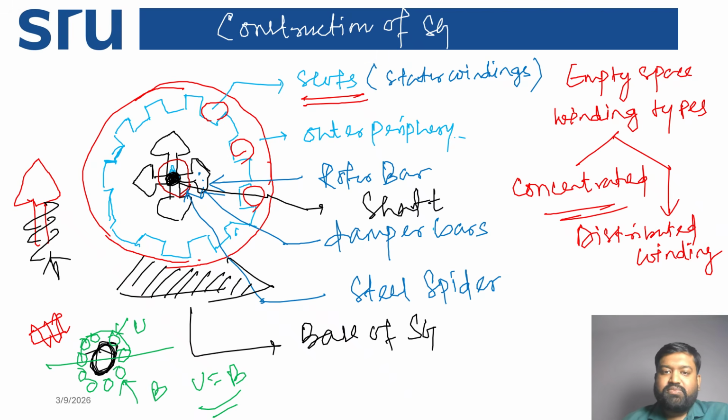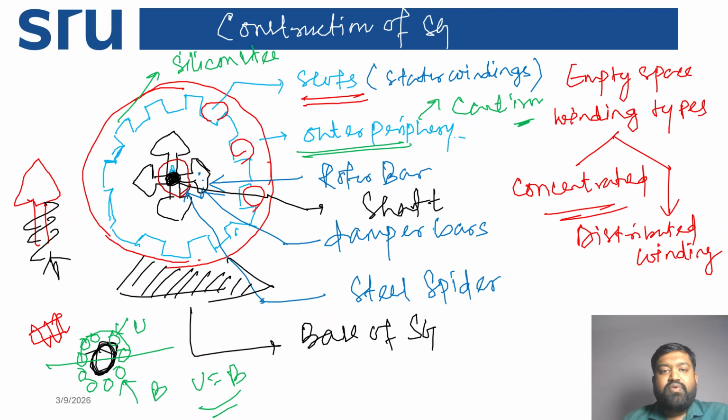Okay, that is your distributed windings. Now you see the outer periphery is generally made up of cast iron. And why the cast iron? Because cast iron is stronger than any other metal. Then you see the stator windings or stator slots or stator core is made up of silicon steel.